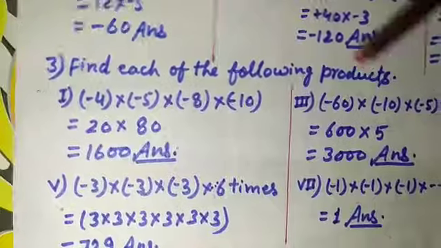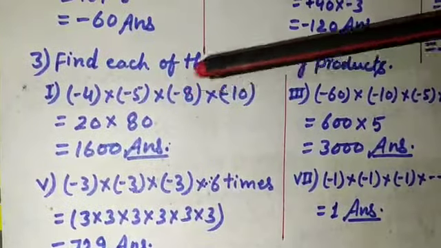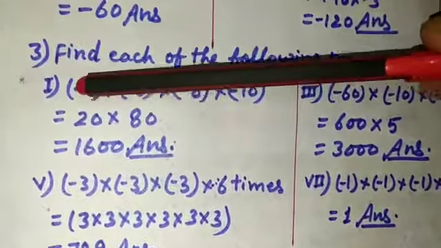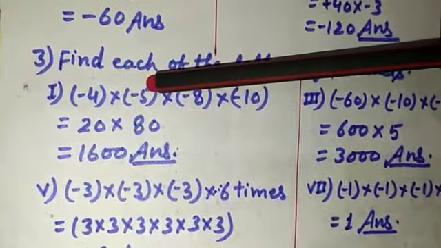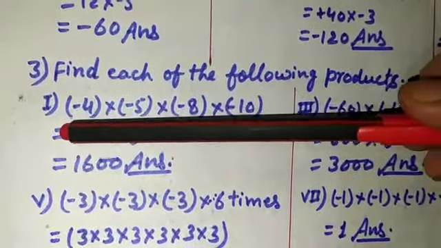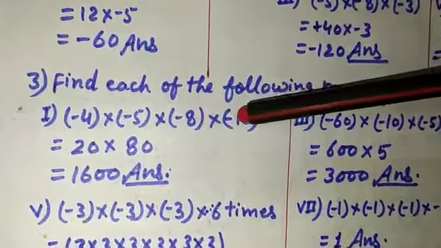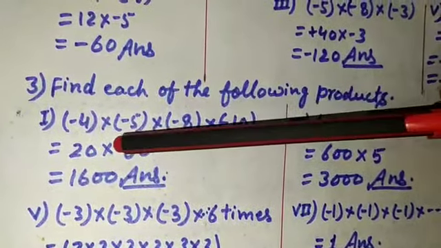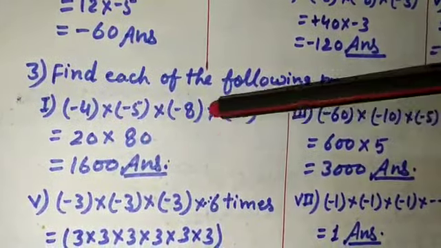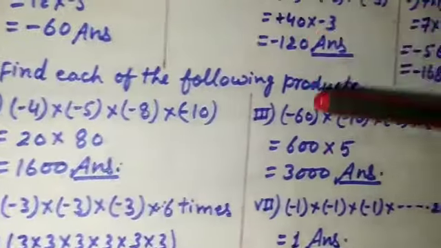Third, find each of the following product. Minus 4 into minus 5 into minus 8 into minus 10. Here minus 4 into minus 5 is equal to 20 because both have negative sign, therefore the result will be in positive, and multiplied by minus 8 into minus 10, the result will also be positive, 10 eights are 80, therefore 20 into 80 is equal to 1600.